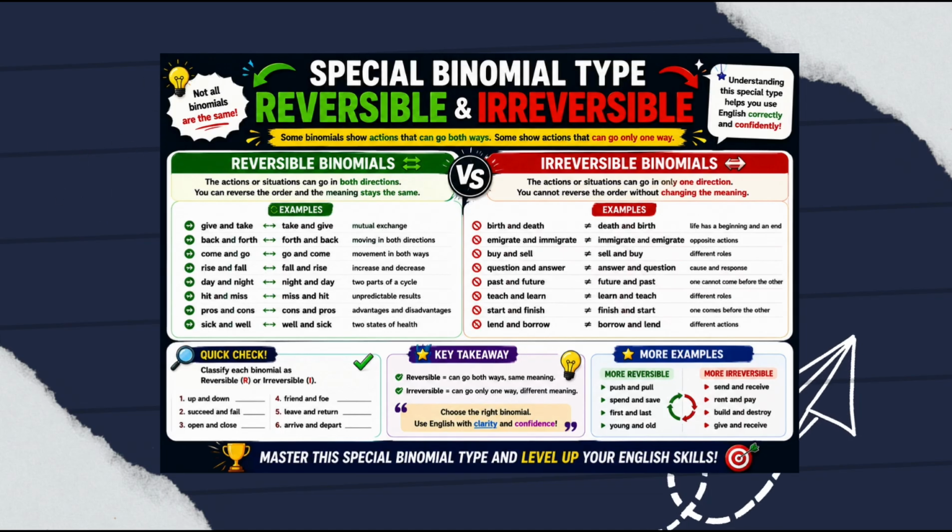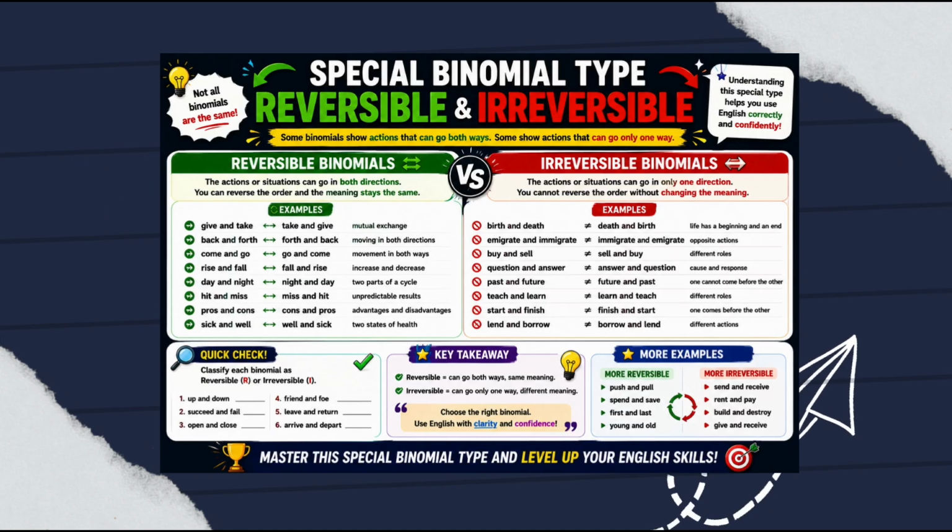Now examples of irreversible binomials: birth and death, not death and birth. So death and birth is wrong. Like immigrate and emigrate. These are the correct ones. We can't use them as emigrate and immigrate. Now you have to answer the quick check in the comments, and I will provide you the answer sheet of this at the end.